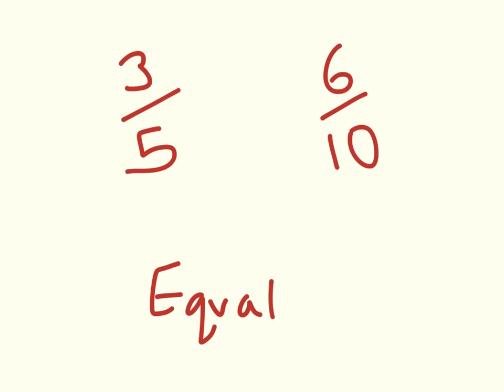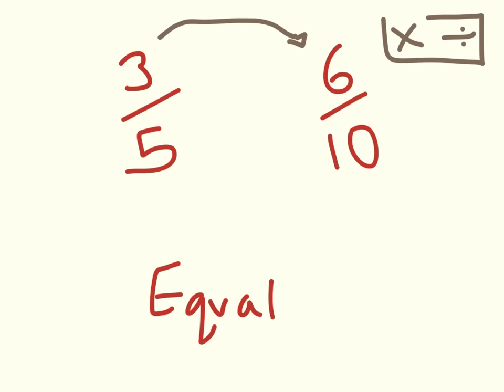Well, a way to figure that out is ask yourself, how did we get from 3 to 6? And you have to think about multiplication or division. This is what you have to think about, multiplication and division. So how did we get from 3 to 6? Well, we multiplied by 2.